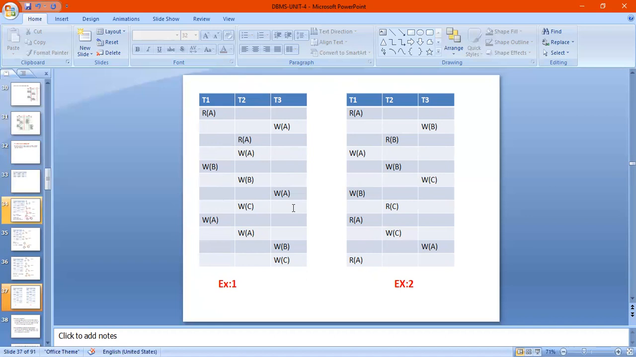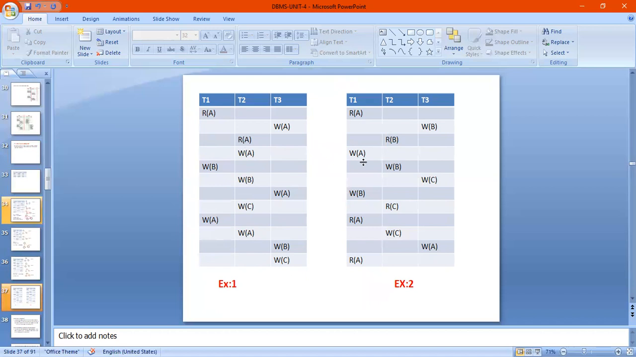There is a time gap here. Again, write of A, time gap and time gap. And T1 nothing is here, T2 write is there and T3 nothing is there. Same, T1 nothing is here, T2 nothing is here and T3 write B. Here T1 nothing is here, T2 nothing is here and T3 is write C.